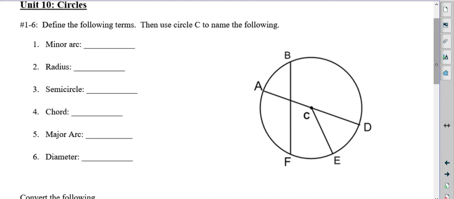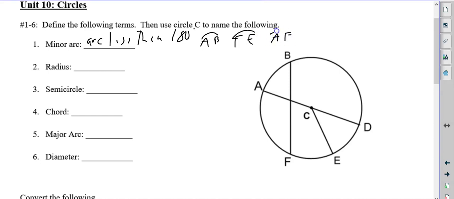So a minor arc is an arc less than 180 degrees. So for example, AB. Okay, FE. AF. I can keep going. AE, ED, DF, all right, BD are all less than 180 degrees. Notice 2 letters only for a minor arc.